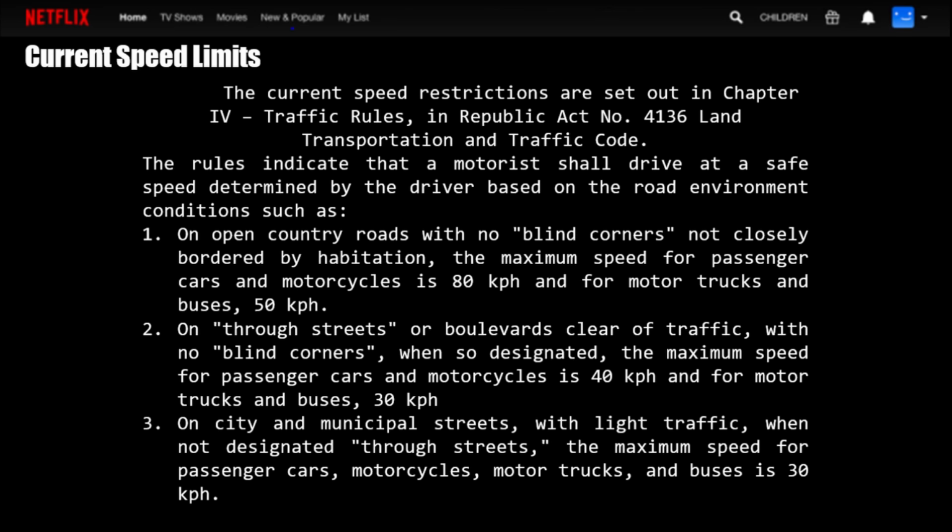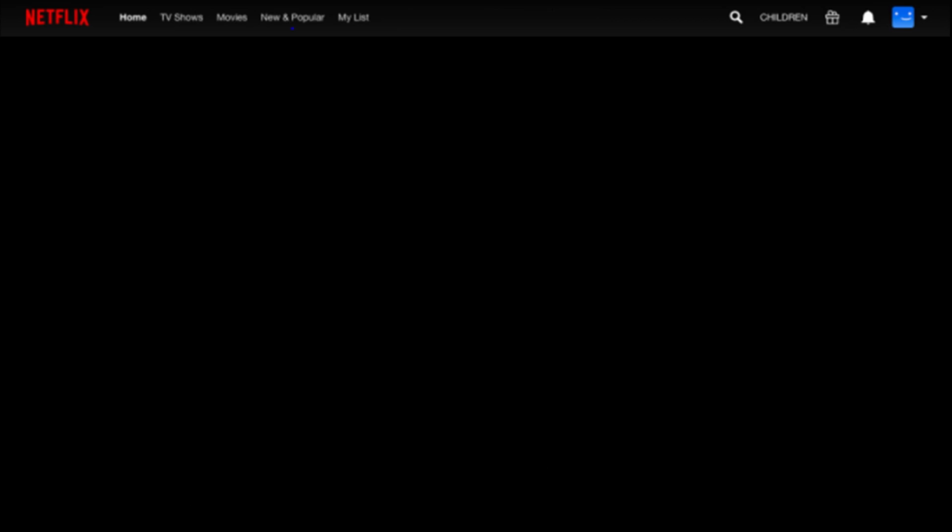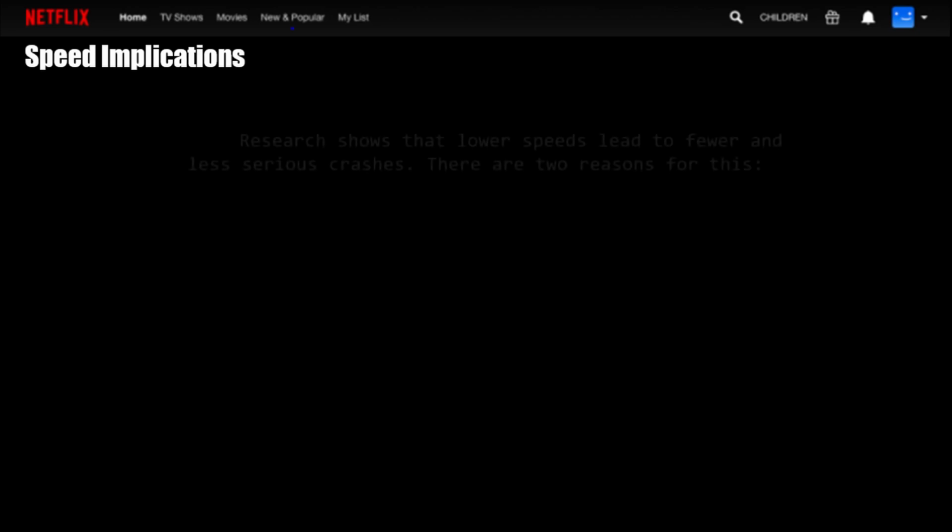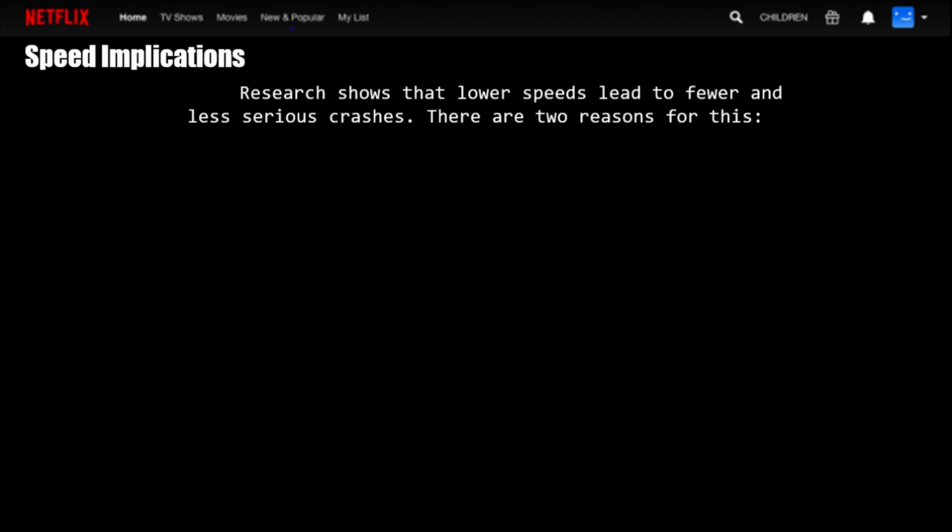Next is the speed implications. Research shows that lower speed leads to fewer and less serious crashes. There are two reasons for this. 1. At higher speeds, a rider or a driver has less time to react to a situation, and therefore there is a greater likelihood that an error will result in a crash. Most of the accidents happen because of this.